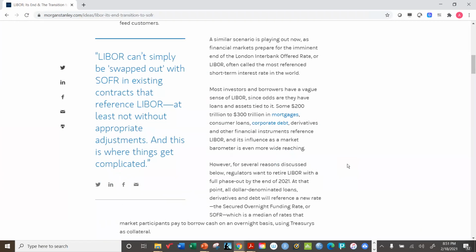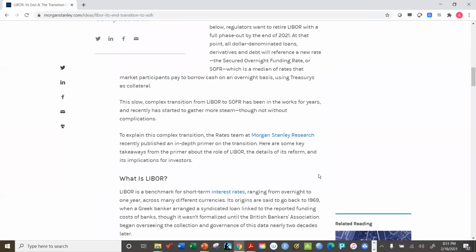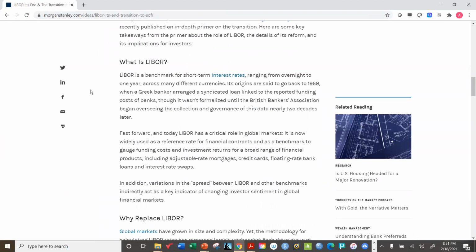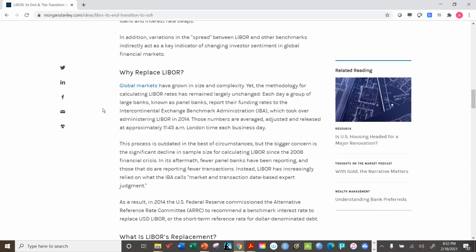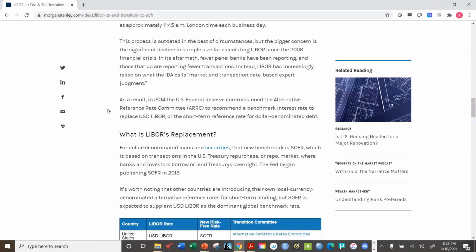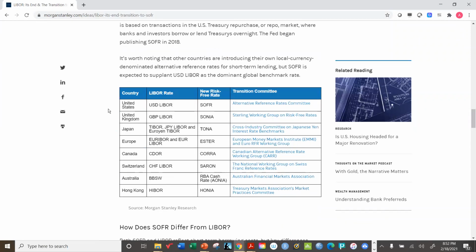And so I'm not so sure where we stand right now with this. It is a benchmark for short-term interest rates ranging from overnight to a year across many different currencies. It has a critical role in global markets. It is now widely used as a reference rate for financial contracts and as a benchmark to gauge funding costs, et cetera, et cetera. And so basically, yes, we had that little crisis.